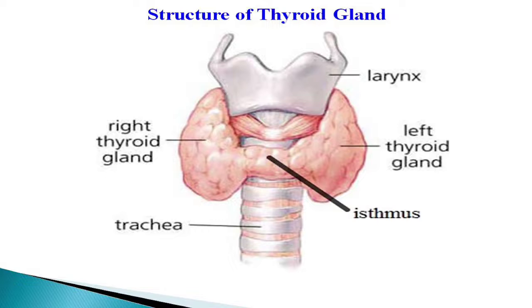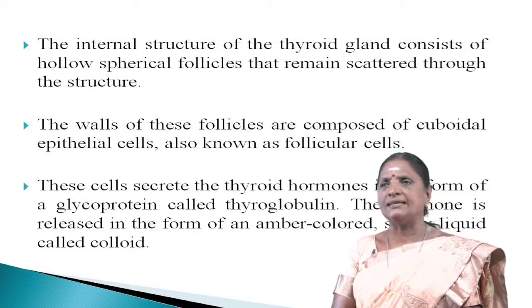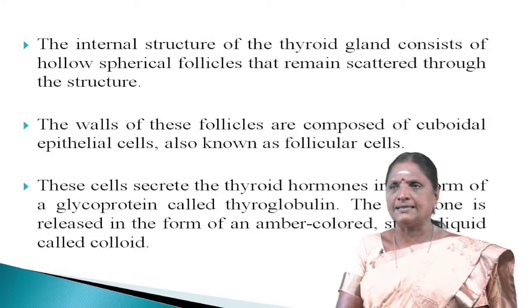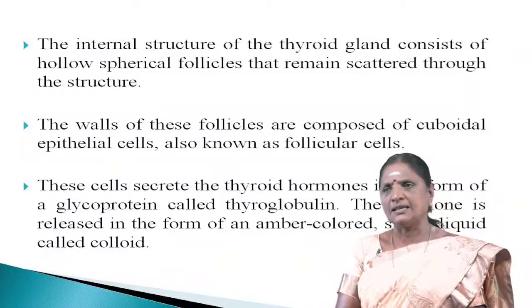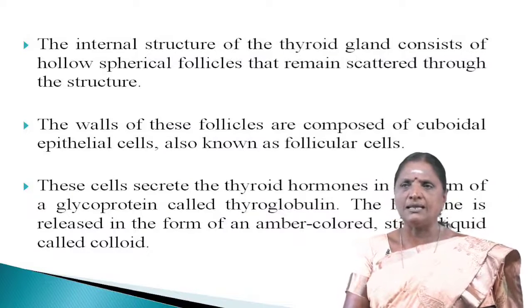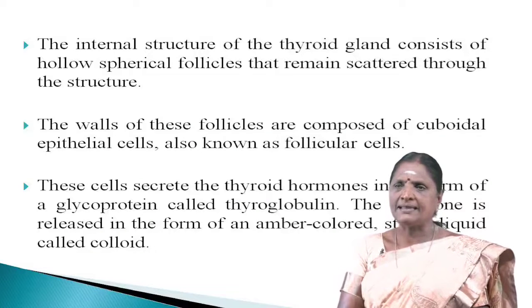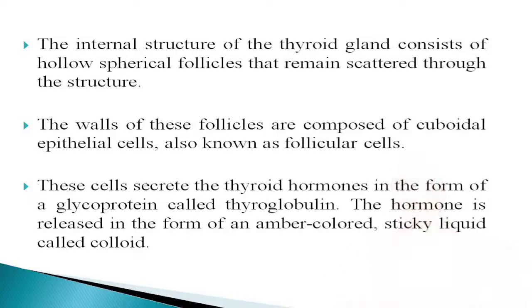That is, these two glands are connected by the isthmus, which lies over the trachea. The internal structure of the thyroid gland consists of hollow spherical follicles that remain scattered through the structure. The walls of these follicles are composed of cuboidal epithelial cells, also known as follicular cells. These cells secrete a thyroid hormone in the form of a glycoprotein called thyroglobulin.